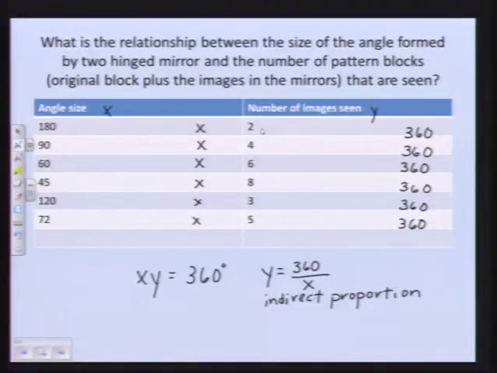So that means if I used this equation we've come up with, if I let my angle size be 10 degrees, then my number of images I should be able to see would be 360 divided by 10, which would be 36. Now, if you try that with the mirrors, you will have a hard time distinguishing the images, but that would be the relationship there. We could also call the 360 the constant of proportionality.